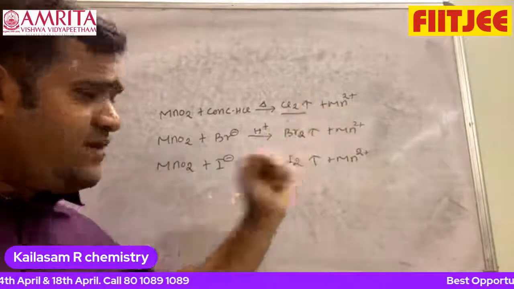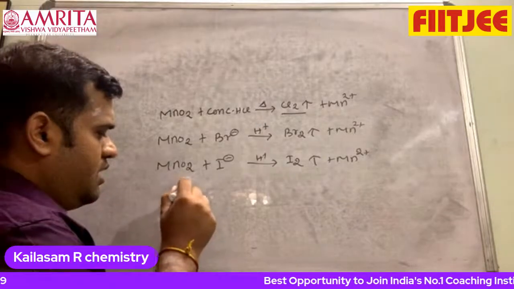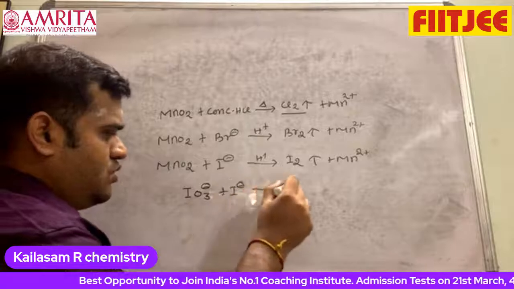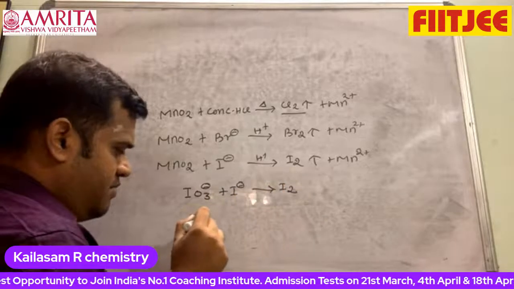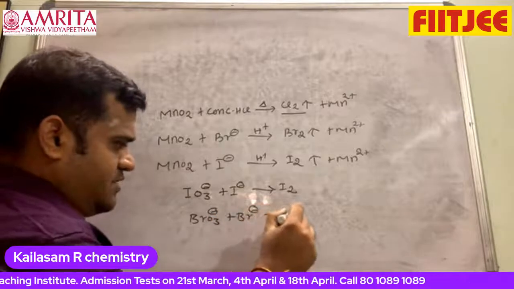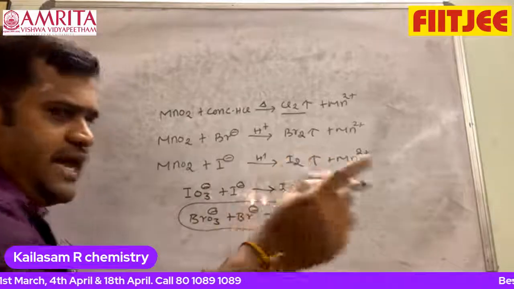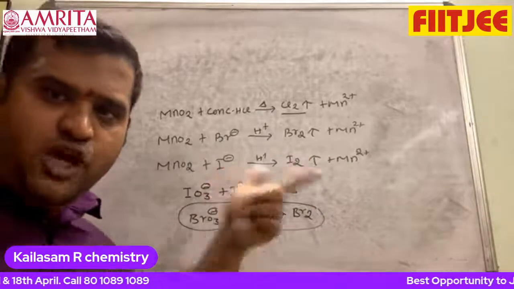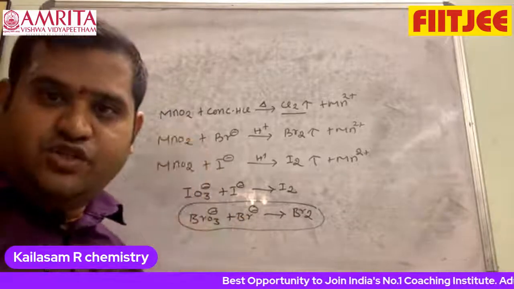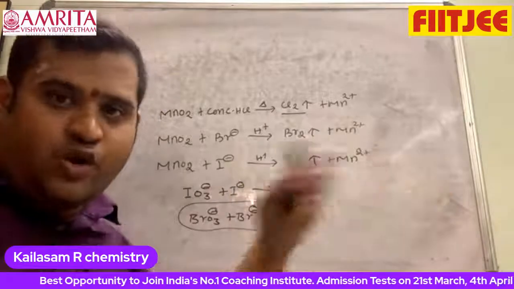So we know that even we can prepare I2 with IO3 minus plus I minus. Even we can take BrO3 minus plus Br minus to give Br2. That's the reason, especially for phenol in aqueous solution, they will not use bromine water. They may take KBrO3 plus KBr. I discussed it in organic chemistry. They undergo a comproportionation reaction giving Br2, and you are going to get tribromophenol. That's all.